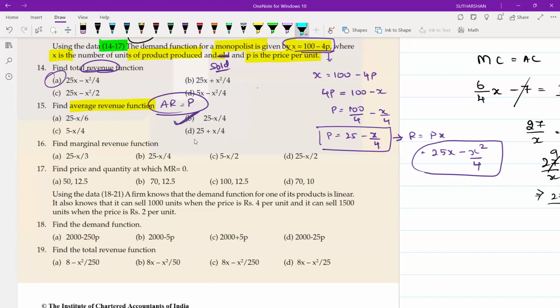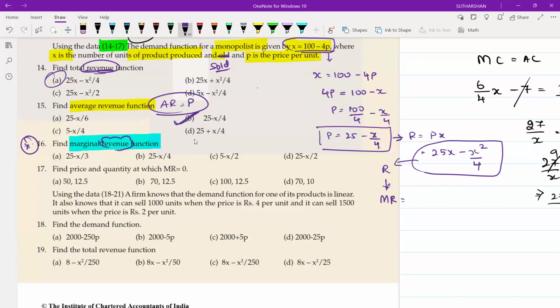Then question number 16. What is the marginal revenue function? They are asking marginal revenue. This is another interesting question you may expect in this examination. Marginal revenue function, marginal average revenue function, they may play with the numbers and with the words. They're asking marginal revenue function. We found the revenue function, which is this. From this, we are going for MR.